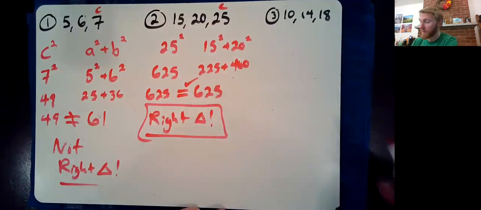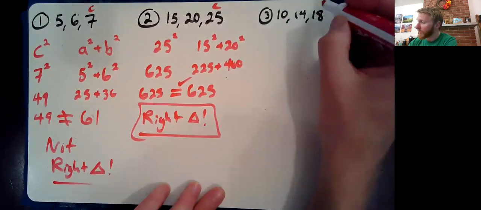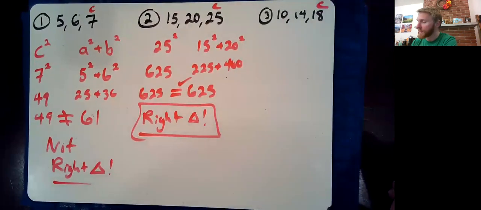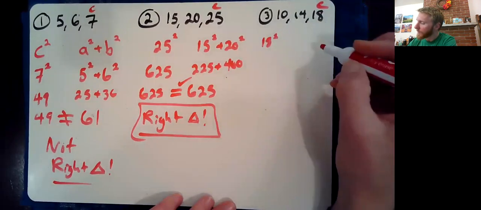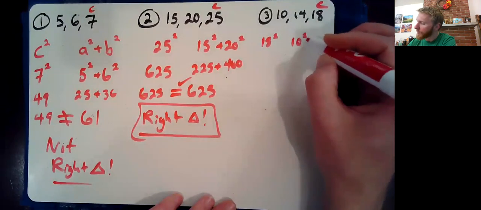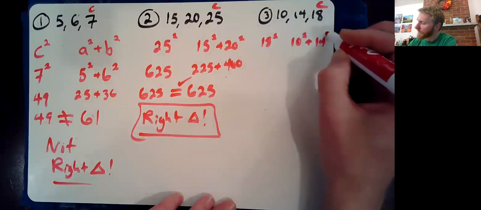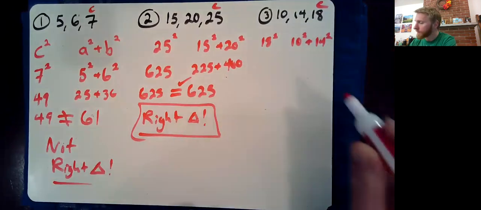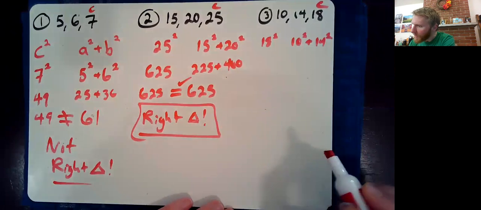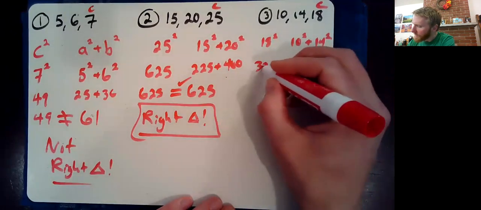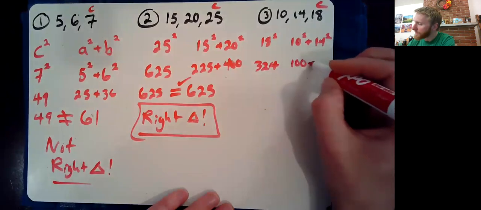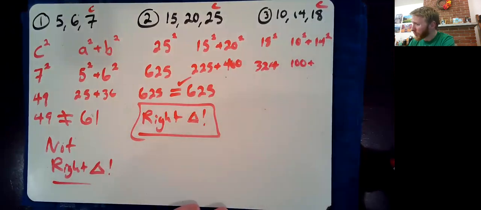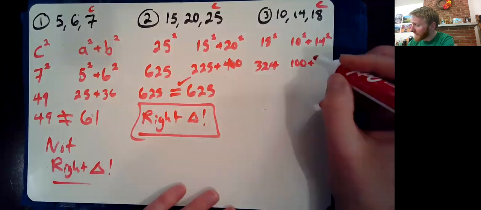Last one. Let's see if I can squeeze this in. Again, longest side is 18, so that's c. So it's going to be 18 squared. And I want to compare that to the sum of 10 squared plus 14 squared. I think I need thinner markers. 18 squared is 324. 10 squared is 100. And 14 squared is 196.